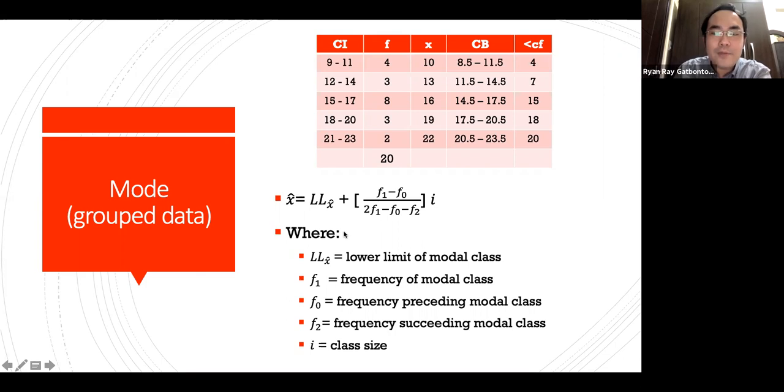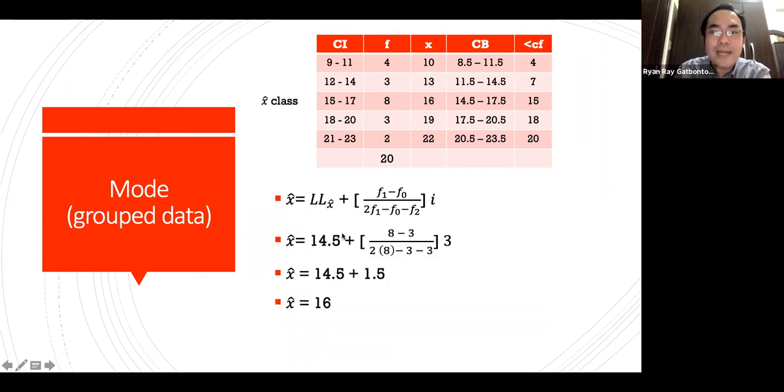So doing our computation, the first step is to identify the modal class. All right? So we identify it by looking into the class interval that has the highest frequency. So this one has the highest frequency of them all. All right. So now that we have identified the modal class, we now replace the values. So this is the modal class.